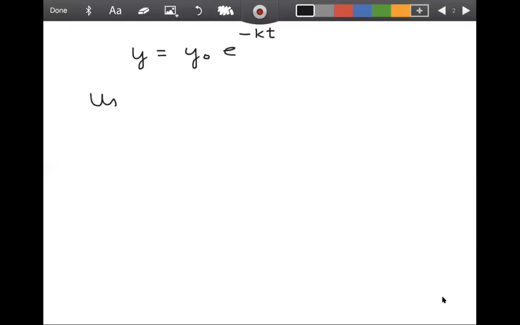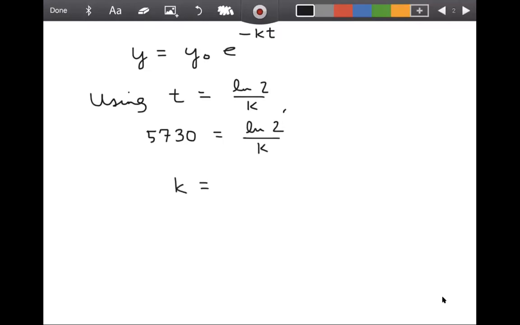So using the formula, t = ln 2 / k, we have 5,730 = ln 2 / k. And then if you multiply both sides by k and divide both sides by 5,730, you get that k is ln 2 divided by 5,730, which is about 0.00012.